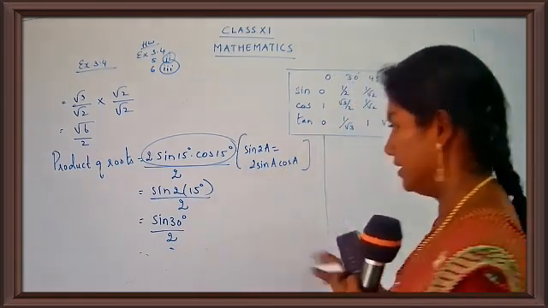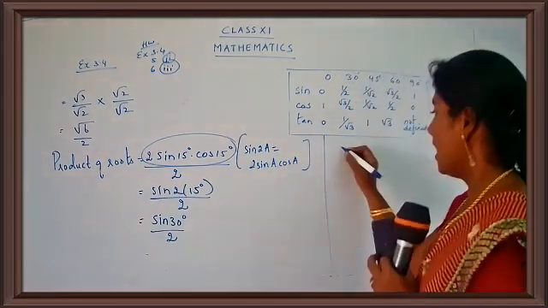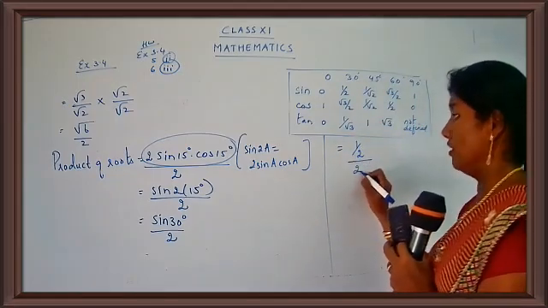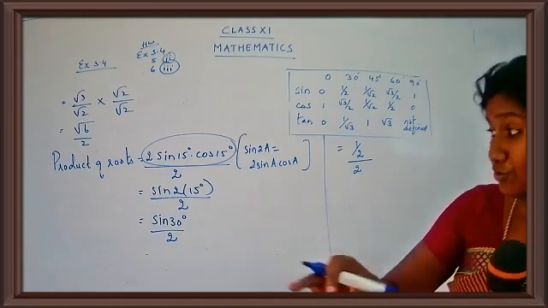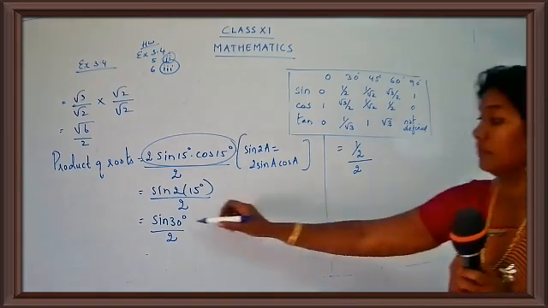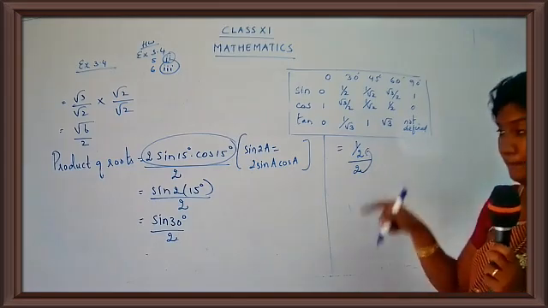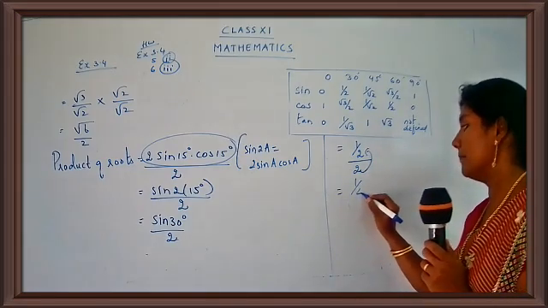I'll just continue over here. So I get here half. Sine 30 is half. So half upon half. It is half upon 2. So 2 and 2 will get multiplied. So I get the answer is 1 by 4.